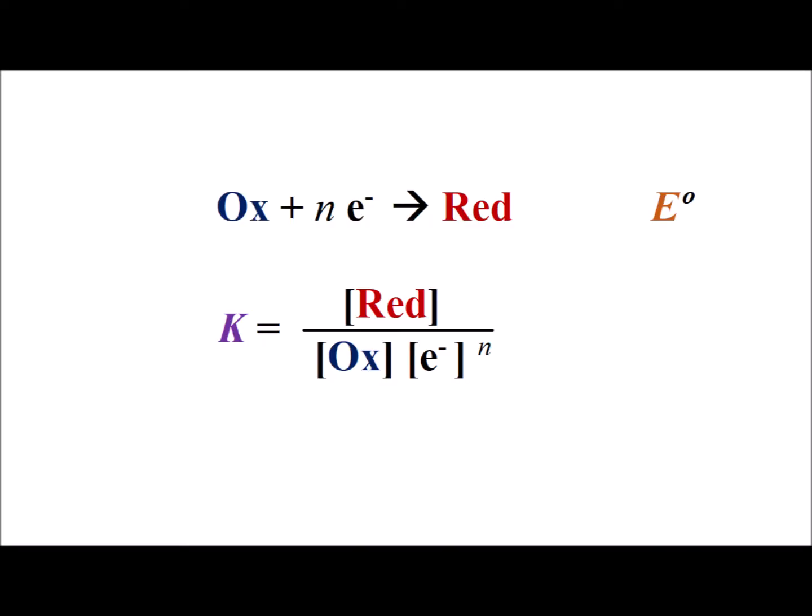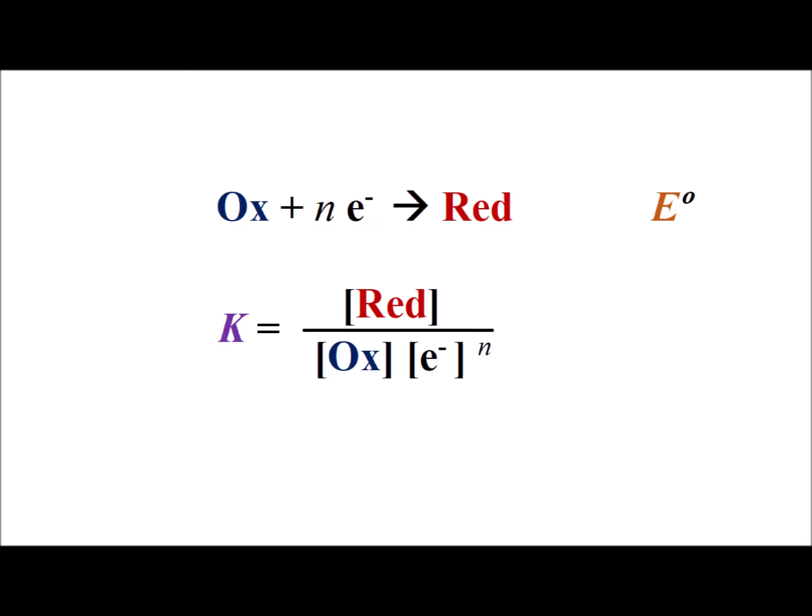Hello, in this video, we are going to derive expressions for the quantity Pe, which is a measure of the activity of the electron. We begin with a standard reduction potential, where we have an oxidant, OX, which is reduced with a certain number, N, of electrons, and the final product is the reduced form, and the standard reduction potential is E naught.